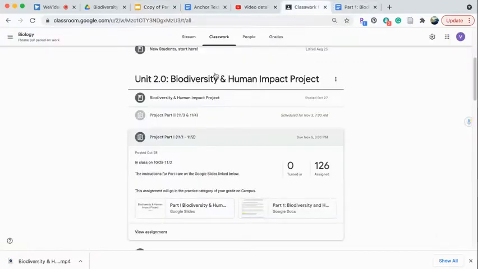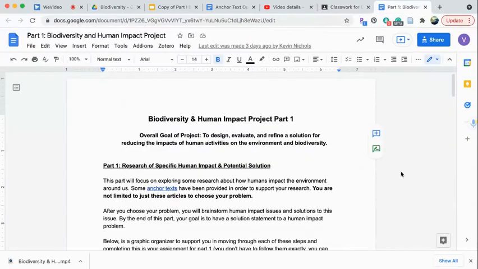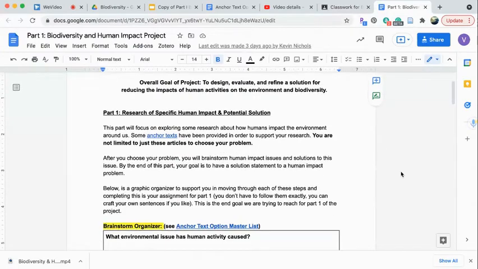So again, part one is in the classwork section, Unit 2.0 Biodiversity and Human Impact Project, and it says Project Part 1. So these slides, those are just my instructions, so you don't necessarily need those right now. We're going to go to the actual doc. You need to make yourself a copy of this. This part will be focusing on exploring some research about human impacts to the environment around us. Some anchor texts, so that's the document we were just looking at, have been provided in order to support your research. You're not limited to just these articles to choose your problem.